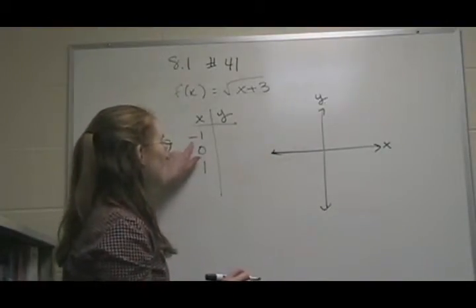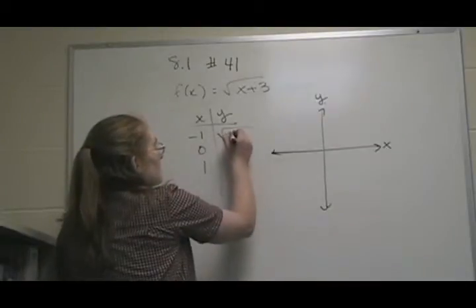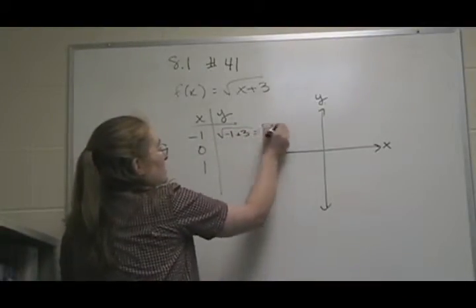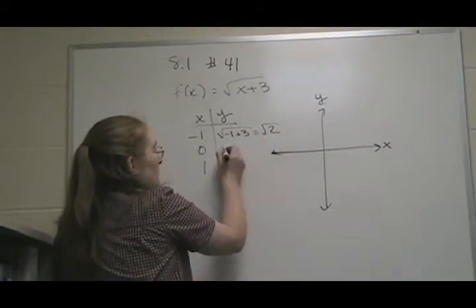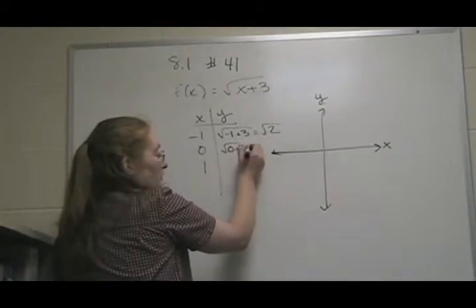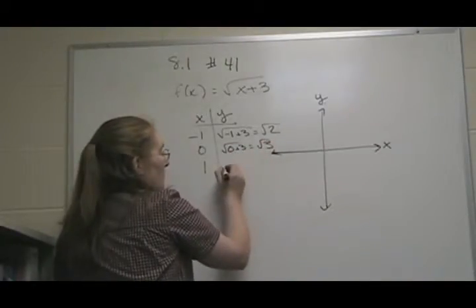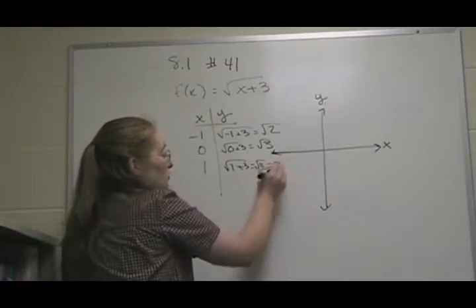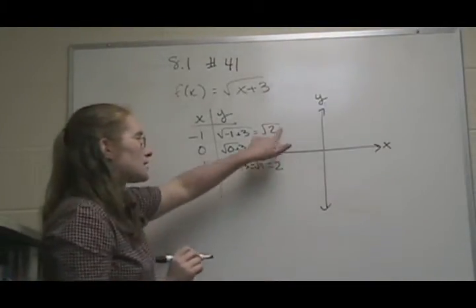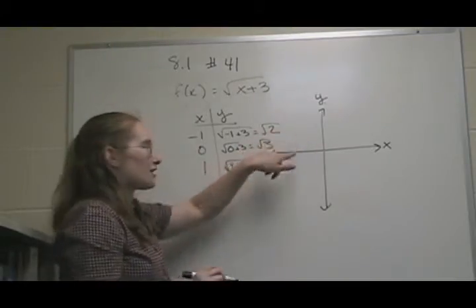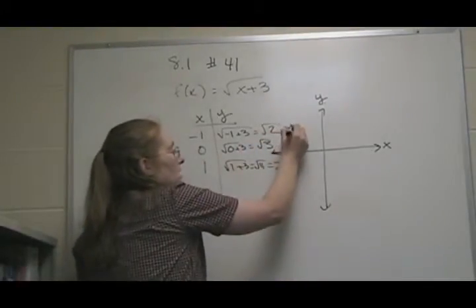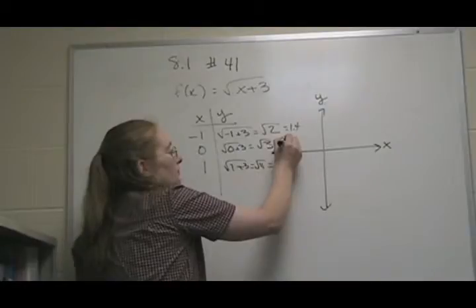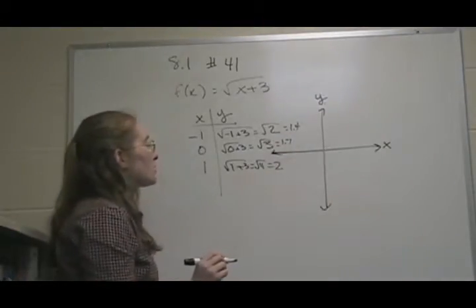So, I have negative 1 plus 3, square root of 2. 0 plus 3, square root of 3. 1 plus 3, square root of 4, which is 2. Now this is 1.4, if you put it in your calculator, and 1.7. So kind of to give us an idea, you can see they're fairly similar numbers.